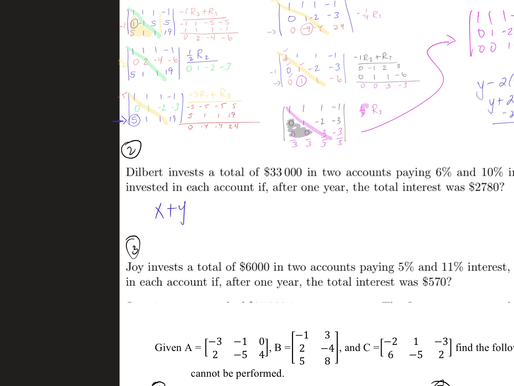X plus Y equals what? 33,000. There's two different accounts that you guys have that you're investing in. The total investment is 33,000. So it's one amount plus the other amount has to equal 33. Good. What does the second equation look like?